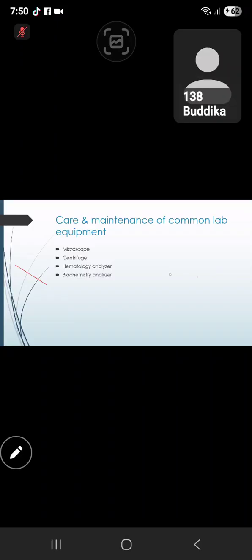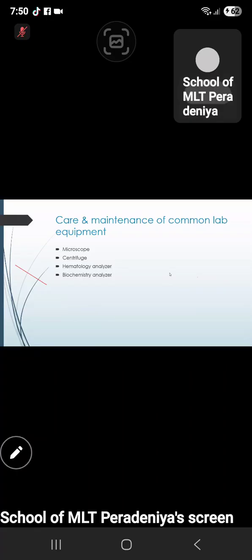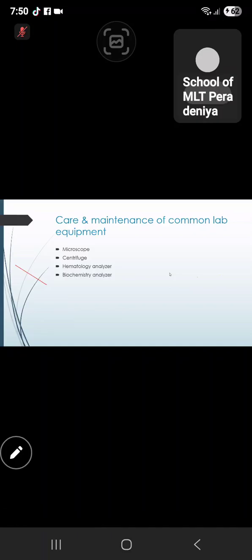Microscope should be placed on a bench without vibration. Right, a vibration-free environment. What else? Cover with a dust cover. Right. So we have to protect it from dust. So we use a dust cover, right? What else?